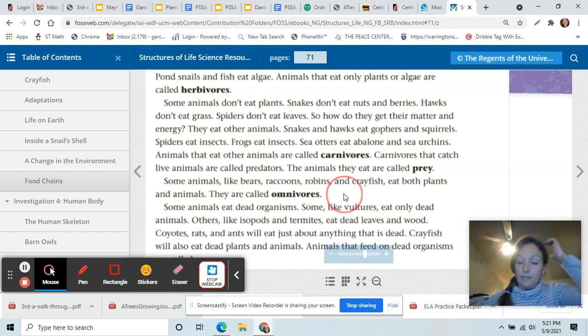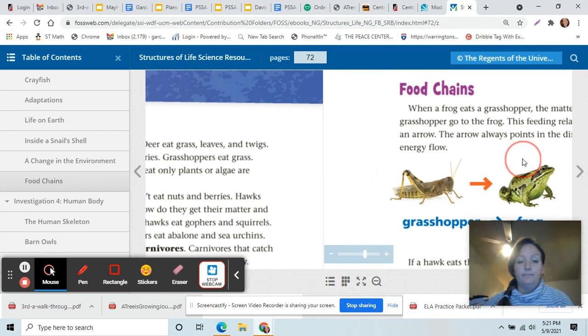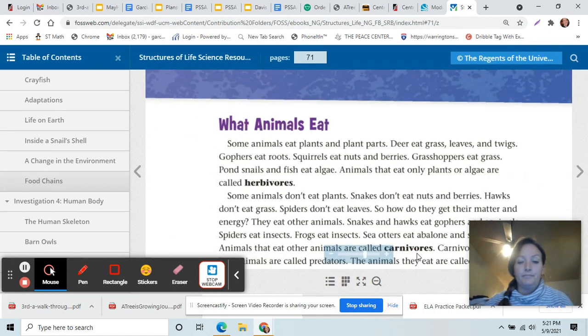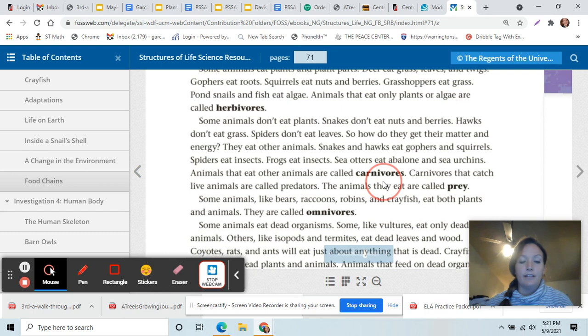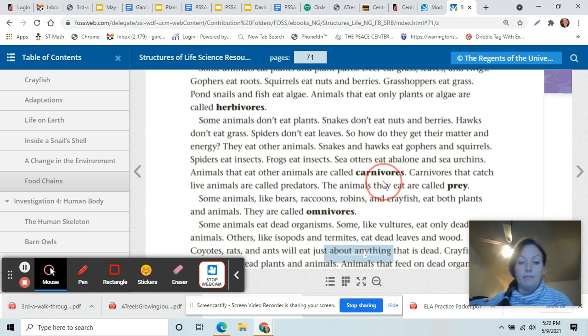This must sound familiar from our unit about dinosaurs. Carnivores that catch live animals are called predators. The animals they eat are called prey. Some animals like bears, raccoons, robins, and crayfish eat both plants and animals. So when they eat both plants and animals, they are called omnivores.